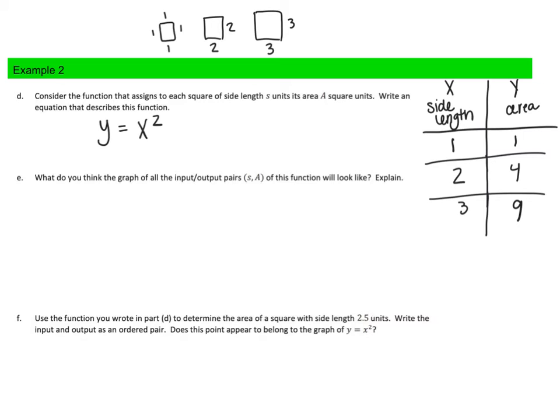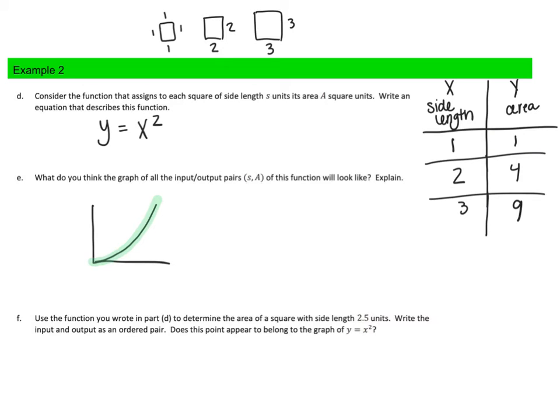So what do you think this graph is going to look like? Well, this is the exact same equation as our previous one. So I'm going to say that my graph is going to look like this, right? It's going to look like an exponential curve. And the reason being is that as I go up, it continually gets steeper and steeper. My numbers get higher and further apart, my x and my y values.